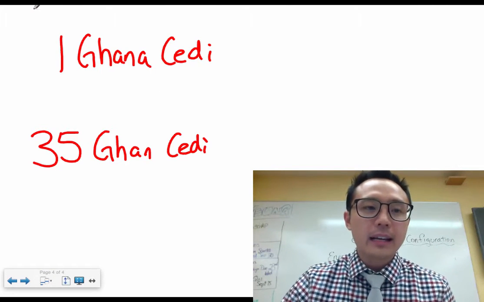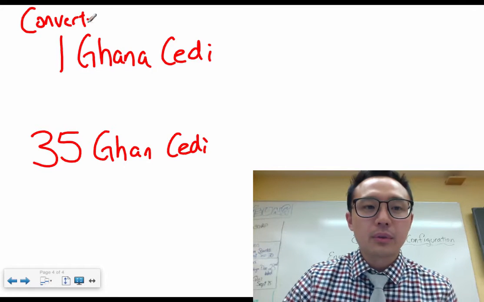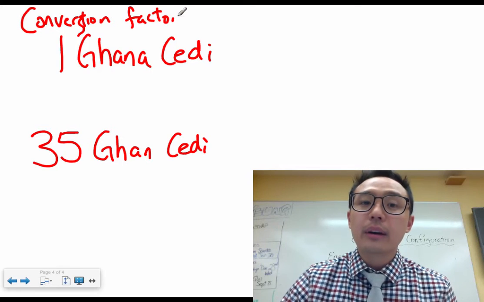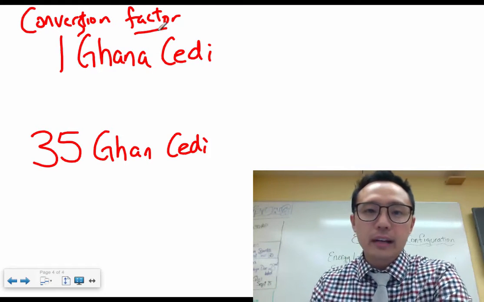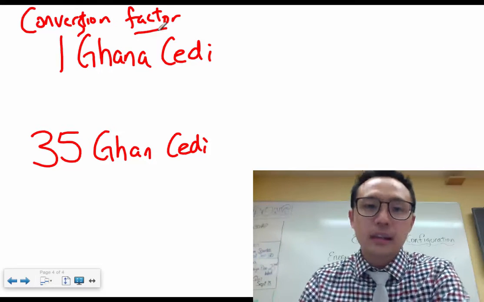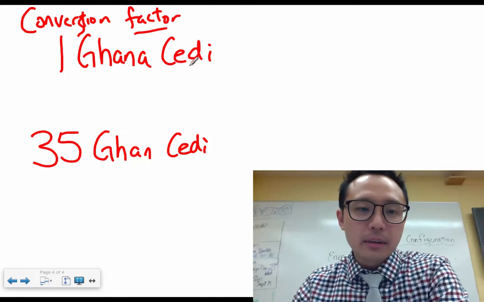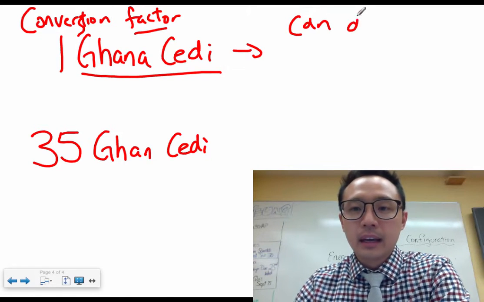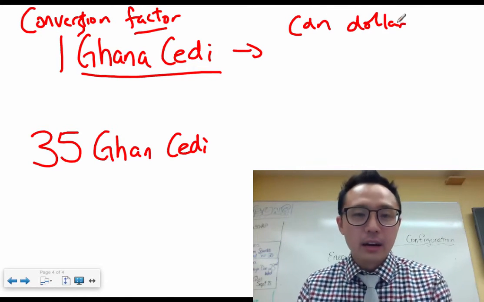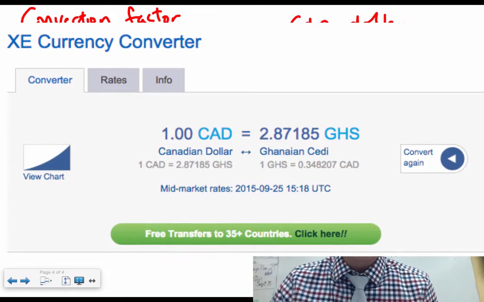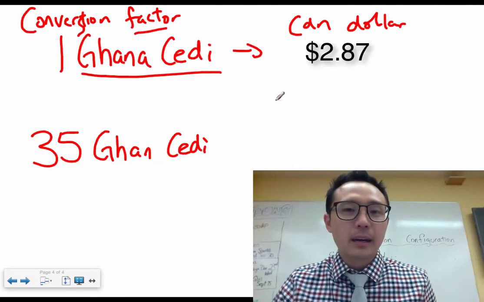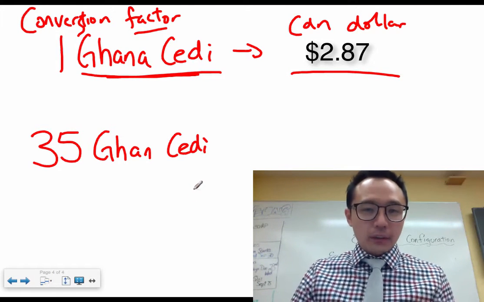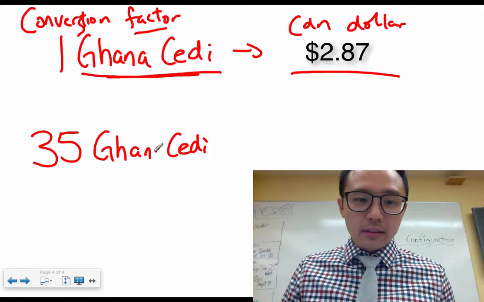In order to do this, I need a conversion factor. Most of you will be given a sheet full of different conversion factors. That's the standard on how to convert things. So in order for me to determine how much one cedi is in Canadian dollars, I need to know how much it is right now. And xe.com actually tells me the current conversion rate of cedi to Canadian. So how do I convert this 35 Ghana cedis to Canadian?